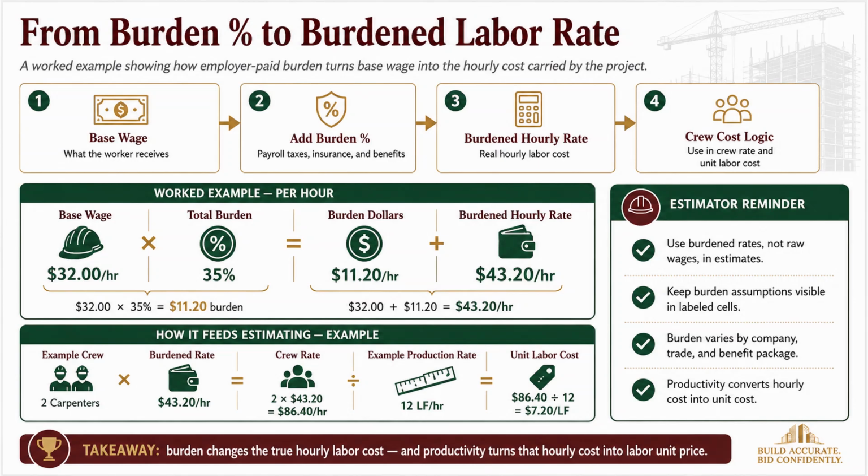Health insurance. Usually the biggest voluntary line. The employer's share of a family plan is hundreds of dollars a month, spread over roughly 173 working hours a month. That's real dollars per hour, and notice something important. It's a flat cost per worker, not a percentage of wage. That means health insurance is a bigger percentage burden on lower-wage workers. A $500 a month employer share is about $2.90 an hour whether the worker makes $18 or $48. Burden percentages are steeper at the bottom of the wage scale. Remember that when you estimate apprentice-heavy crews.